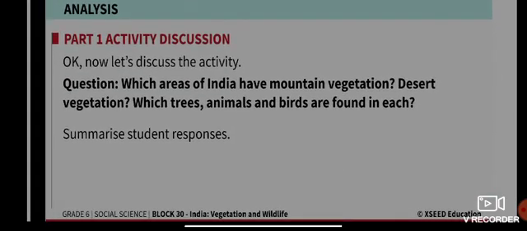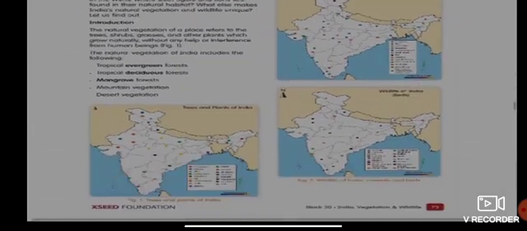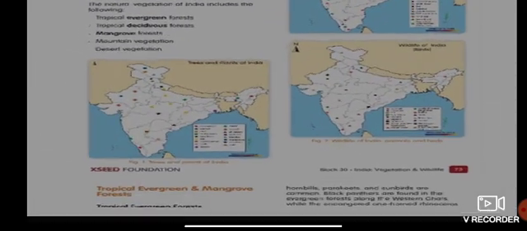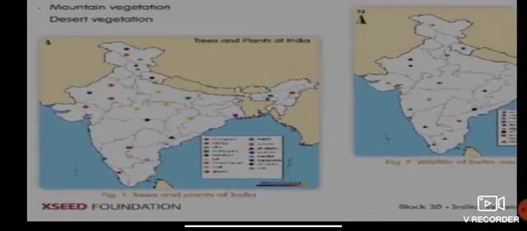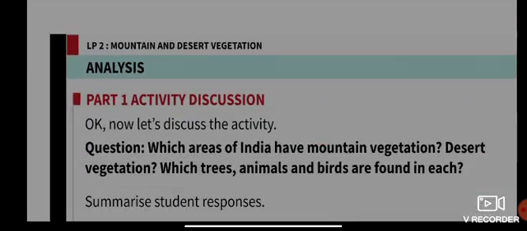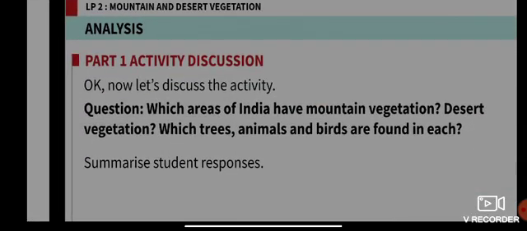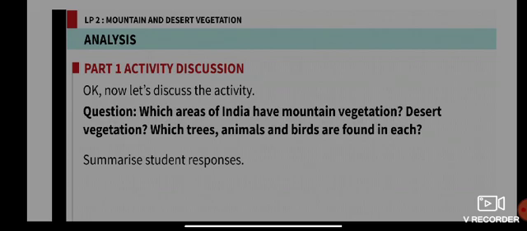So which areas of India have mountain vegetation and desert vegetation, and which trees, animals, and birds are found in each?